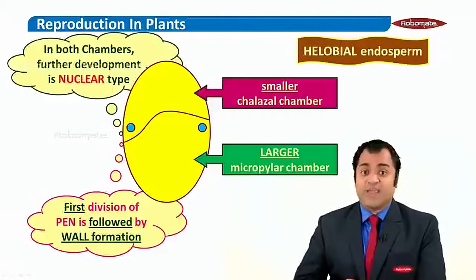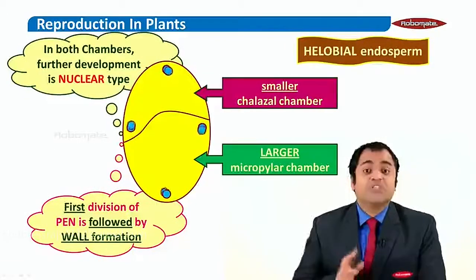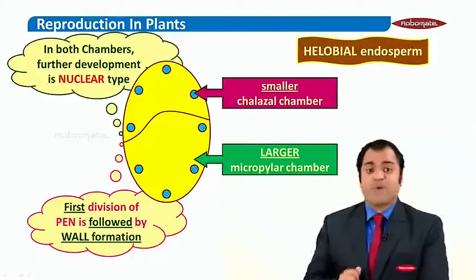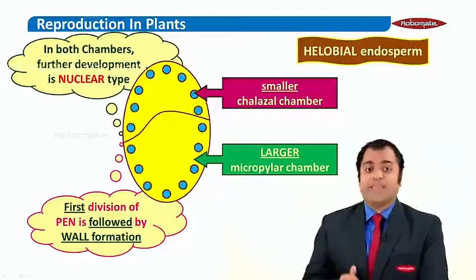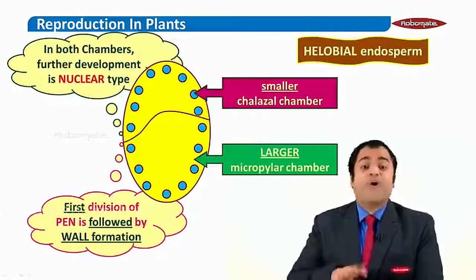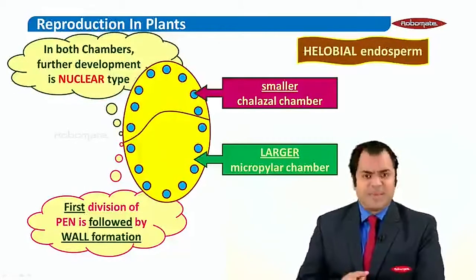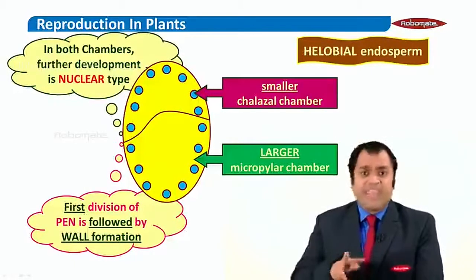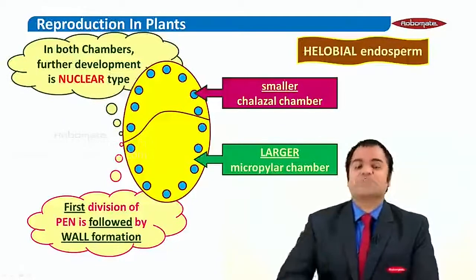What you're seeing now is free nuclear division in both chambers. And how did the two chambers form? The two chambers formed by the cell wall formation right in the beginning. Does that make sense? So what you end up with is cell wall formation right in the beginning, followed by free nuclear divisions afterwards. Does that make sense? So it is something in between. So we can also call this an intermediate endosperm development.